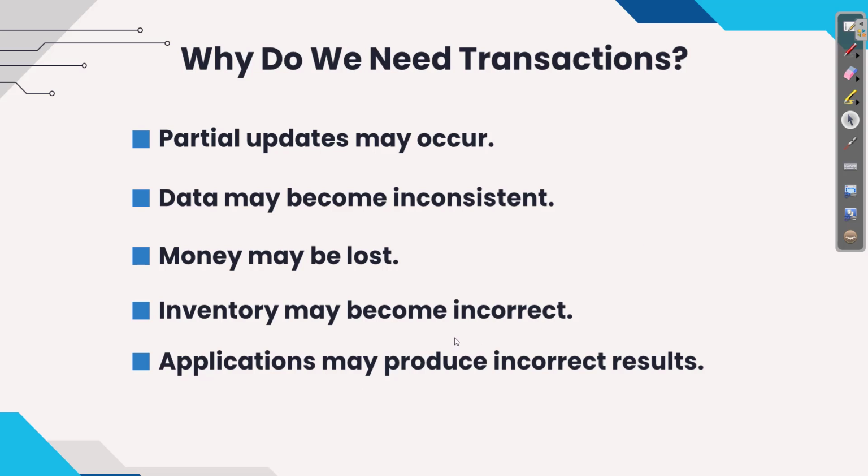Okay, inventory may be inconsistent. You could see this with sailing tickets or reservations, the airline tickets, etc. If it is not properly synchronized, then you will get the wrong inventory. The application may produce incorrect results. So these are the problems. If we don't use transactions, we will see all these problems in the software.